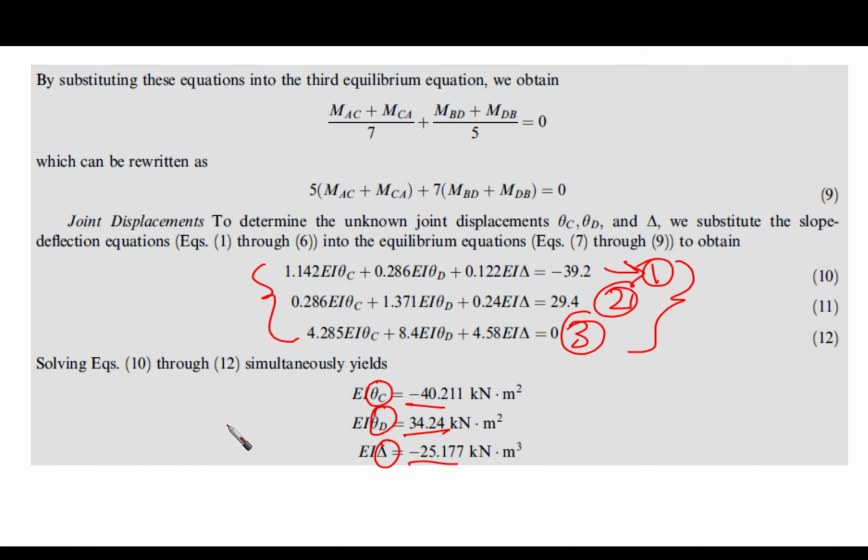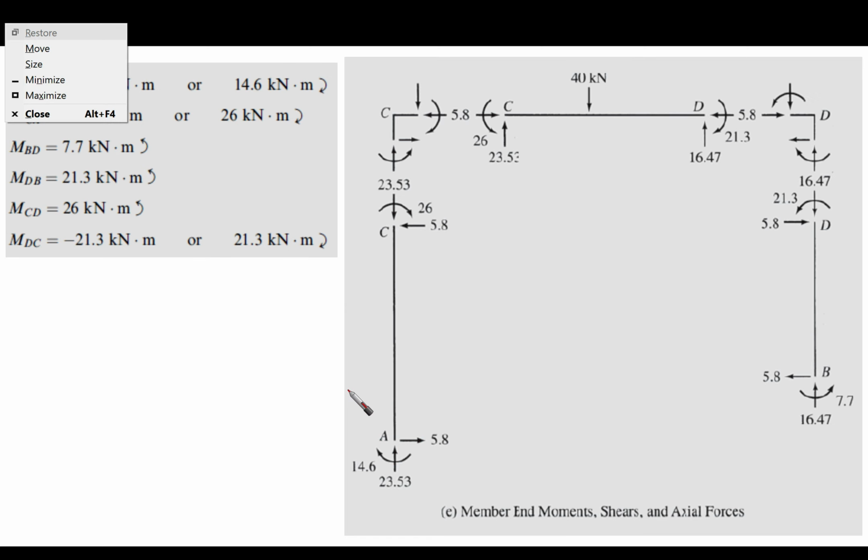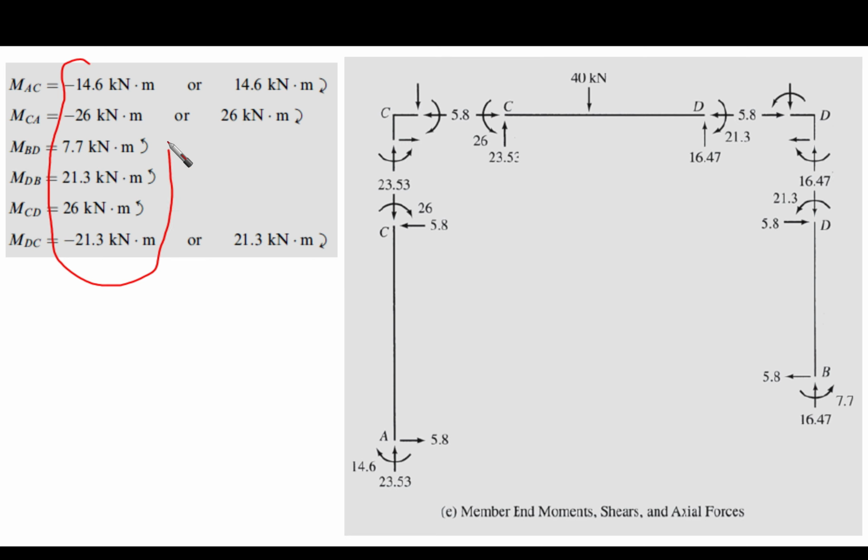Okay, so these are the main 3 equilibrium equations based on which we can obtain our unknowns, and then we can go to the next step, which is the final step for us, that is putting all the values of the moment that we have on the diagram.